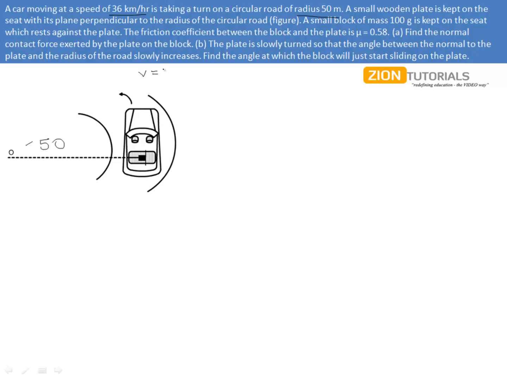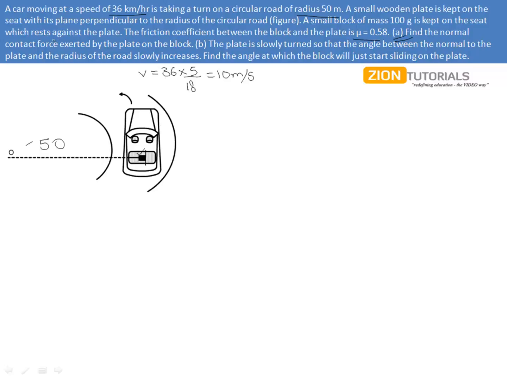equal to 36 kilometers per hour multiplying by 5 by 18 and giving us a speed of 10 meter per second. Now, a small block of mass 100 grams is kept on the seat which rests against the plate, and this is that block actually. The friction coefficient between the block and the plate is mu, that is 0.58.